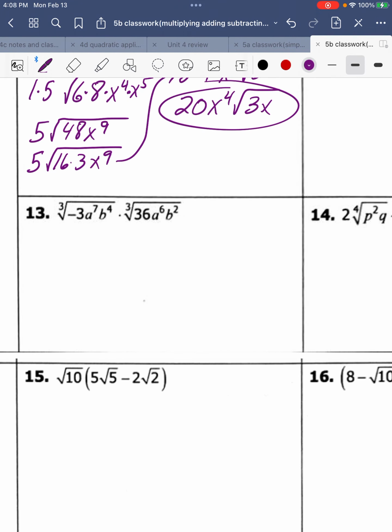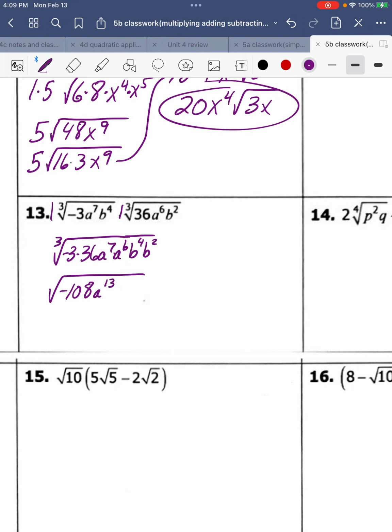All right, I'm just going to go down the row here. I'm going to do number 13. Cube root, we don't have any coefficients on the outside besides 1. You can write the ones on the outside if you want, but no need. We have a cube root of negative 3 times 36, a to the 7th times a to the 6th, b to the 4th times b squared. So we have negative 3 times 36, 30, 18, so negative 108.